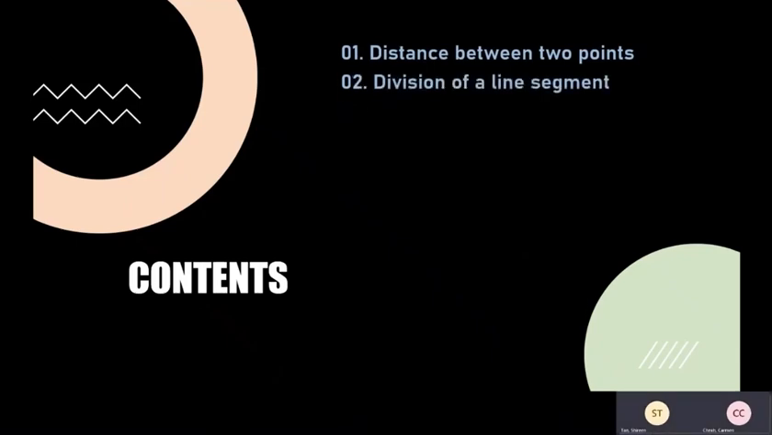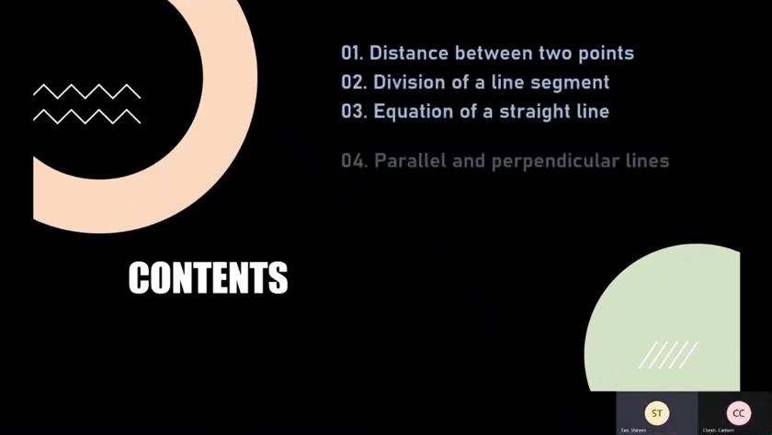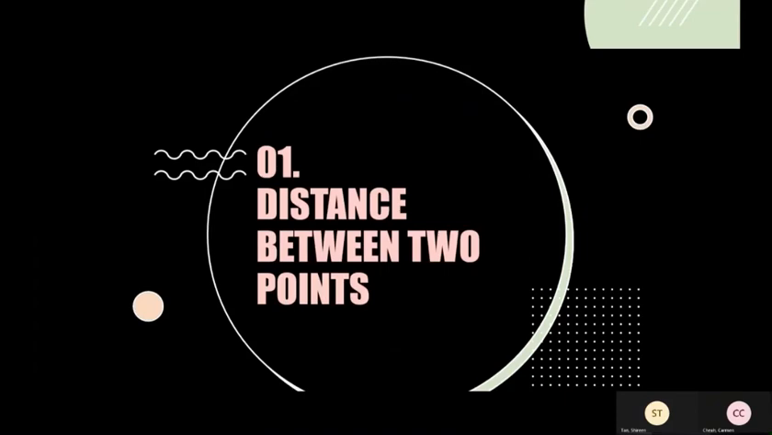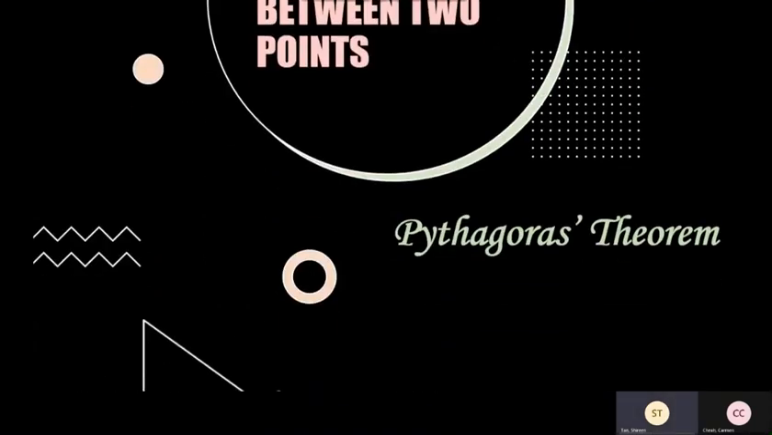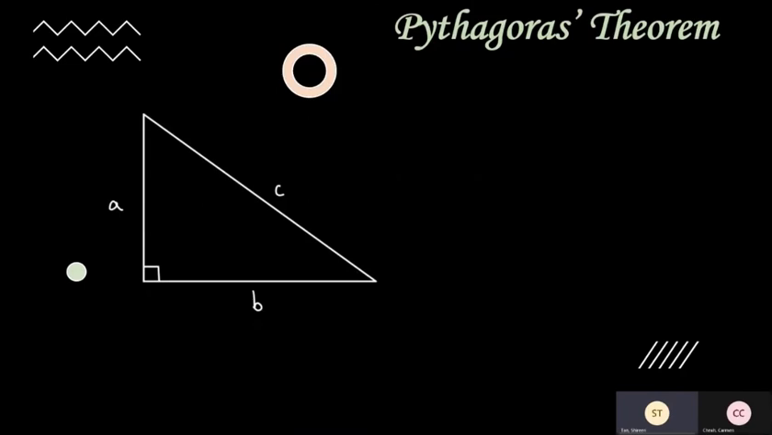These are the topics we will be talking about today. The first topic is about distance between 2 points. First, we will be talking about Pythagoras theorem. The equation of Pythagoras theorem is c squared equals a squared plus b squared.